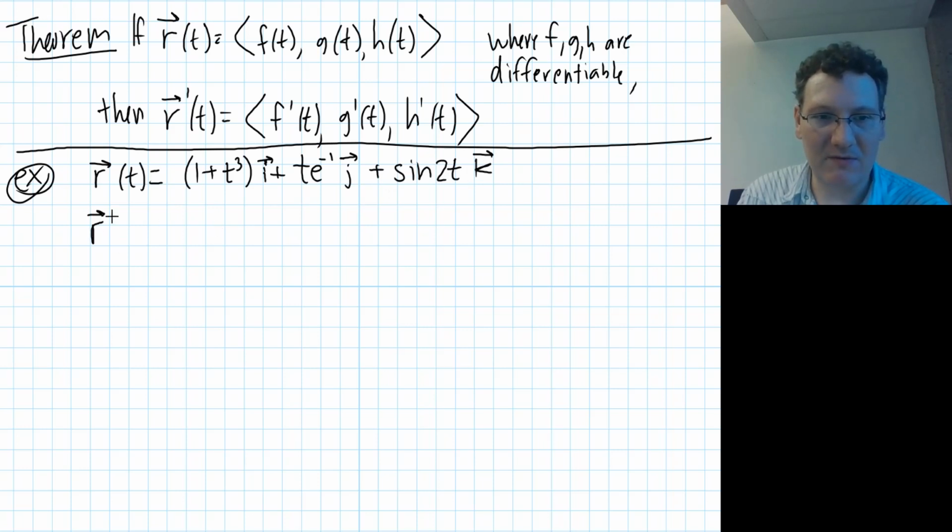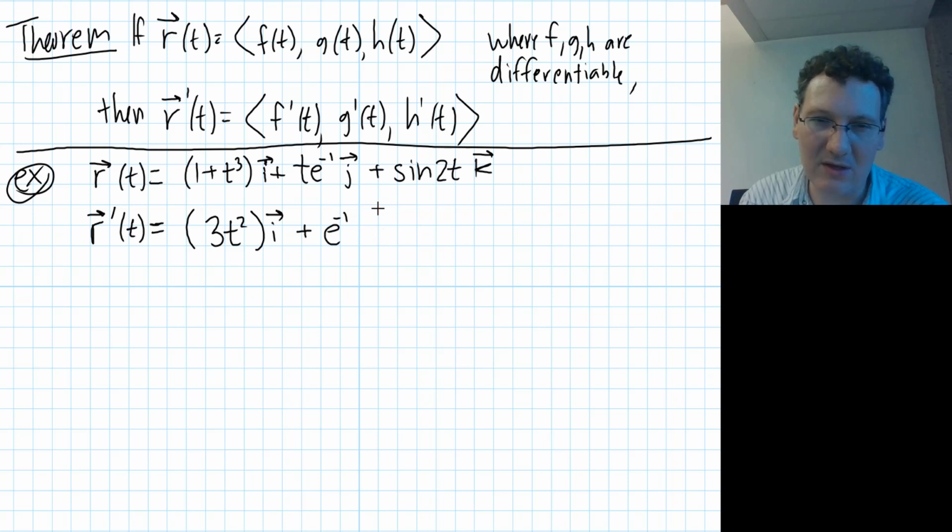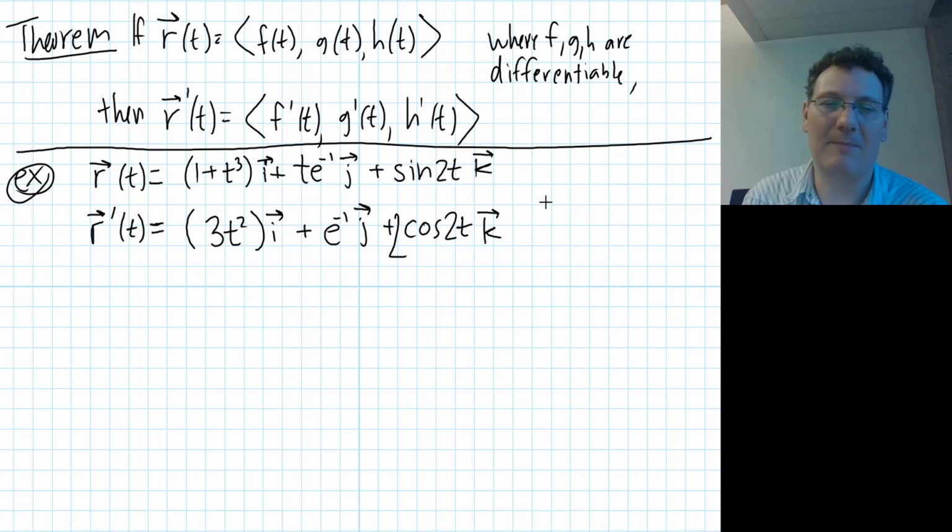Now the first derivative, r prime. Me saying first derivative already gives you a hint that we'll be taking higher derivatives later. But anyway, I'm going to show you it's just a matter of taking derivatives, right? So 1 plus t cubed, the derivative is going to be 3t squared, times the i vector. Now t times e to the negative 1 is just going to be e to the negative 1. The e to the negative 1 isn't anything special other than it's just a coefficient, so don't get fooled. Now what is the derivative of sine of 2t? It's the cosine of 2t, but by the chain rule, remember, we have to multiply this by 2, and then we have this times k.